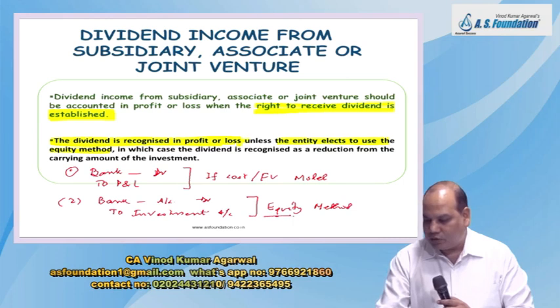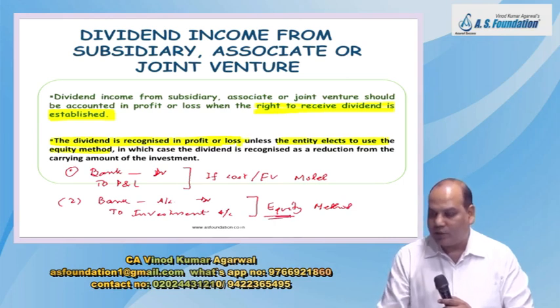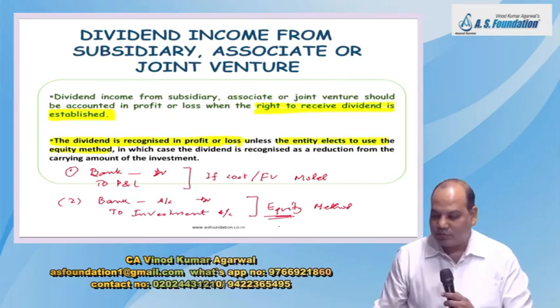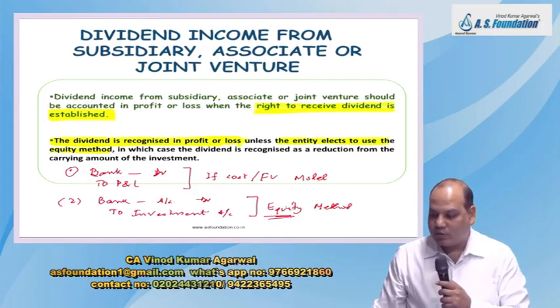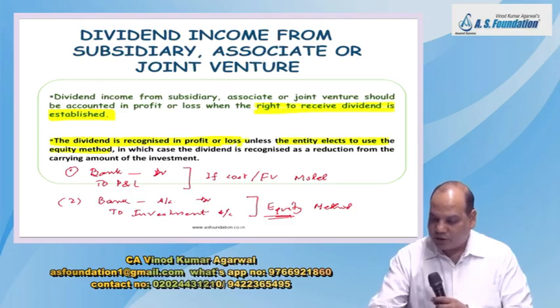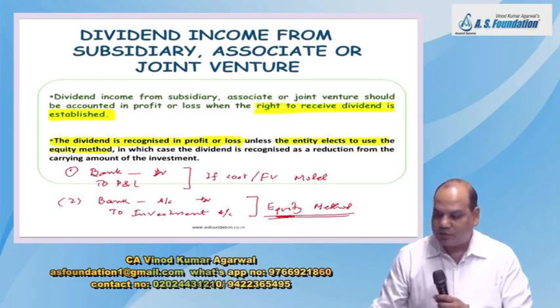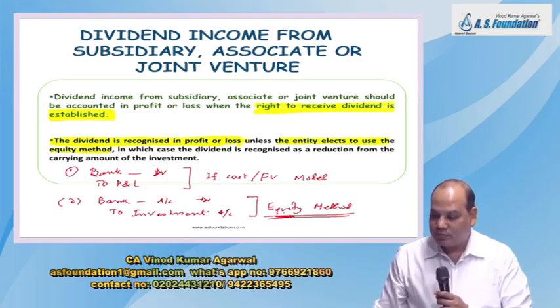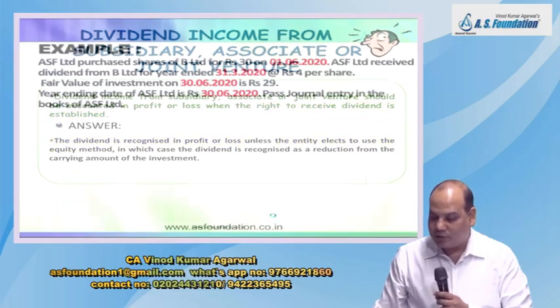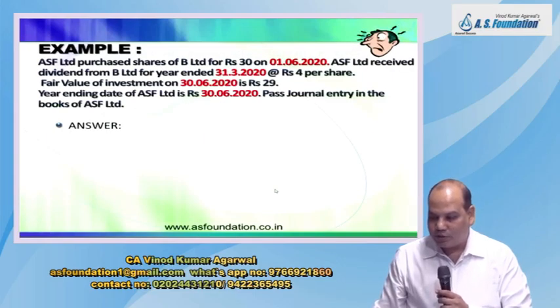When the associate or joint venture has made the profit, we have recognized our share. So when they declare the dividend, we have to reduce the carrying amount. As the net asset increases or decreases, the carrying amount of investment also changes. So when they earn profit, we increase investment. When they declare dividend, we reduce the investment.